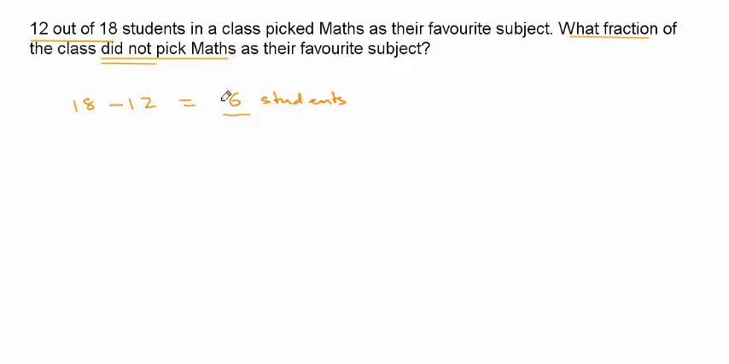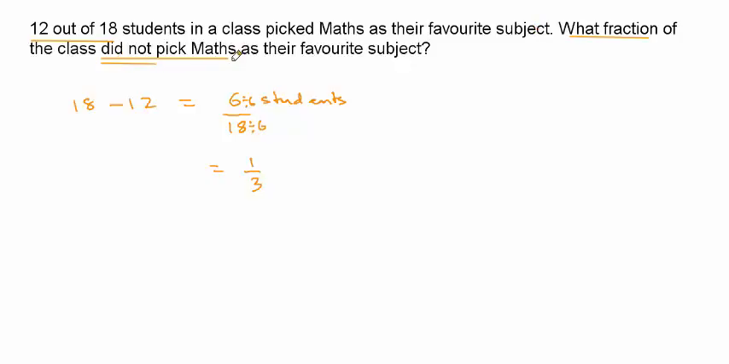And 6 out of a total of 18 reduces to 1/3. You divide 6 with 6 and 18 with 6. You get 1 on the top, 3 on the bottom. So we could say 1/3 of the students in the class did not pick maths as their favorite subject. And the other way, of course, would be to find this fraction out. 12 out of 18 is 2 out of 3, or 2/3. So 2/3 of the students in the class picked maths as their favorite subject.